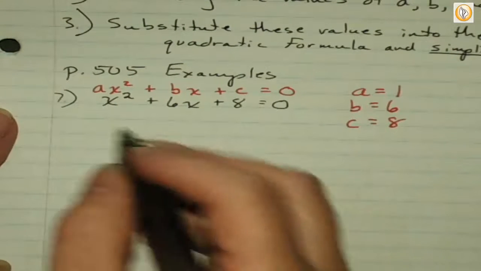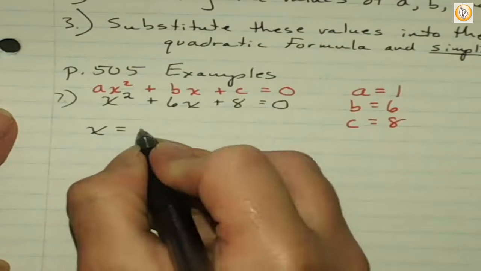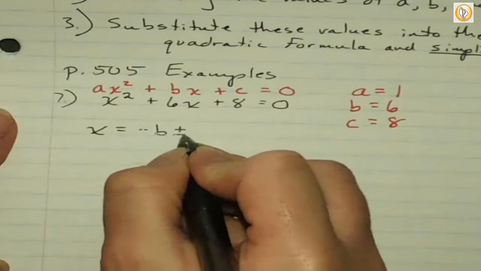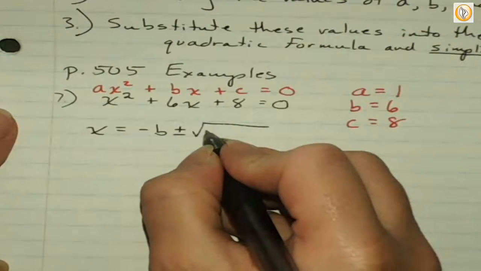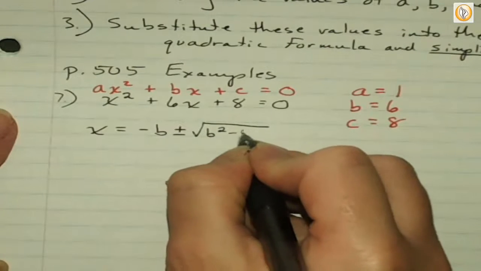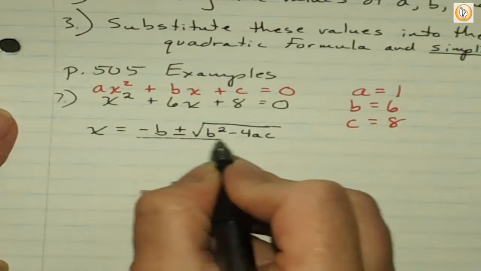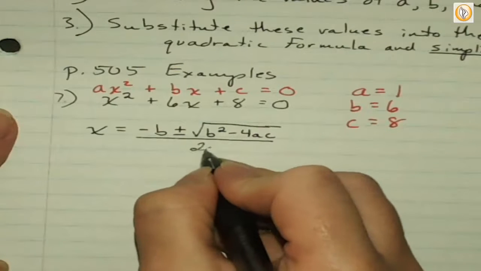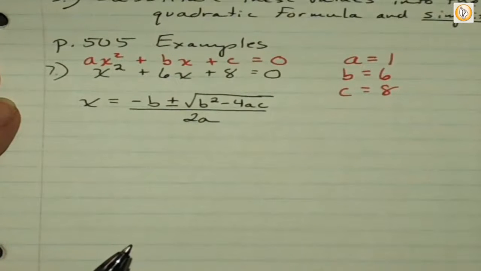Now, like I suggested, you write your formula. Negative b plus or minus the square root of b squared minus 4ac, and yes, you are writing this too, all over 2a. You're writing your formula and you're making sure you have written it correctly.